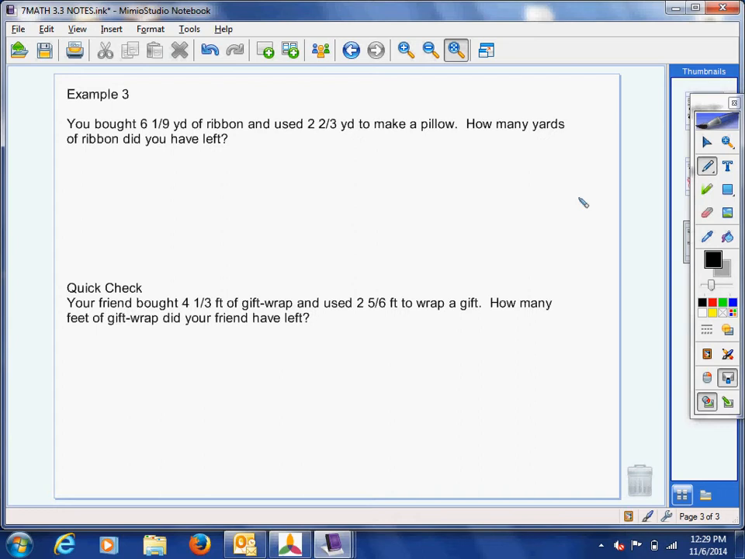My first question is, how do you know what to do with these two numbers? What gives it away, Sophie? It says how many yards did you have left? So that indicates what operation? Subtraction. So we're going to take what we started with, 6 1/9, and we're going to take away what we used.